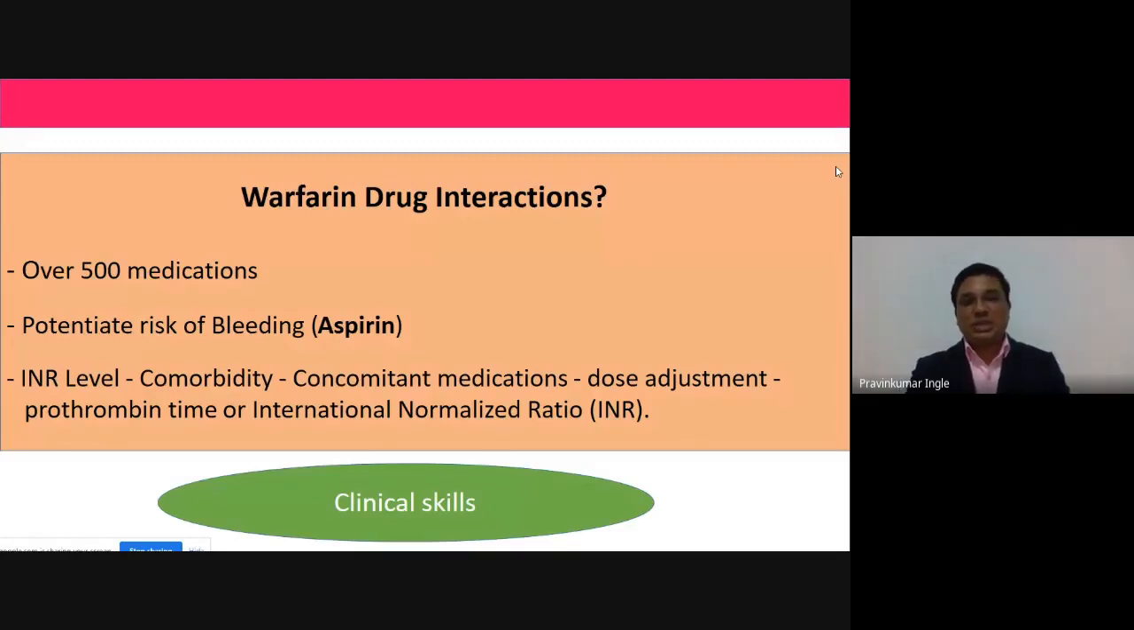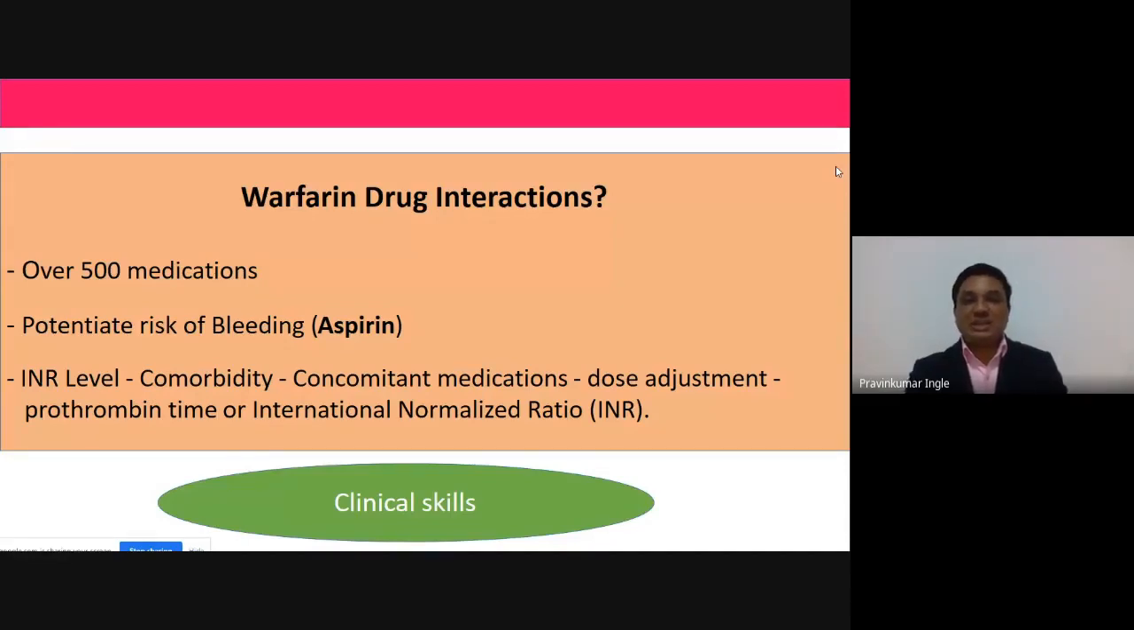Again, I quoted here some examples of drug interaction. Some of you may be aware of warfarin. Warfarin is a drug having many drug interactions. If you go through the literature, over 500 medications have an interaction with warfarin. Warfarin mainly increases or potentiates the risk of bleeding. An example is aspirin here.